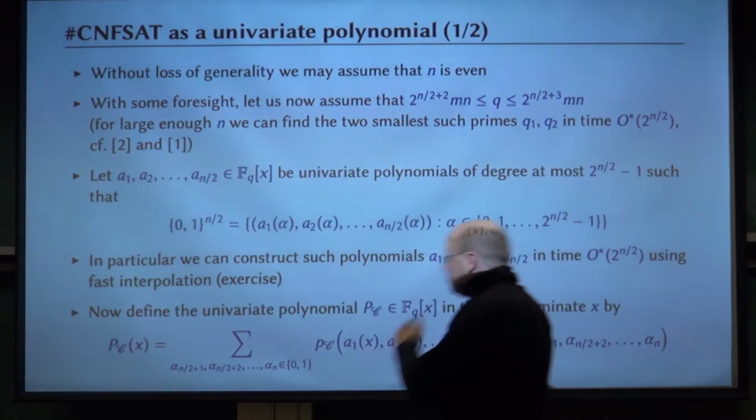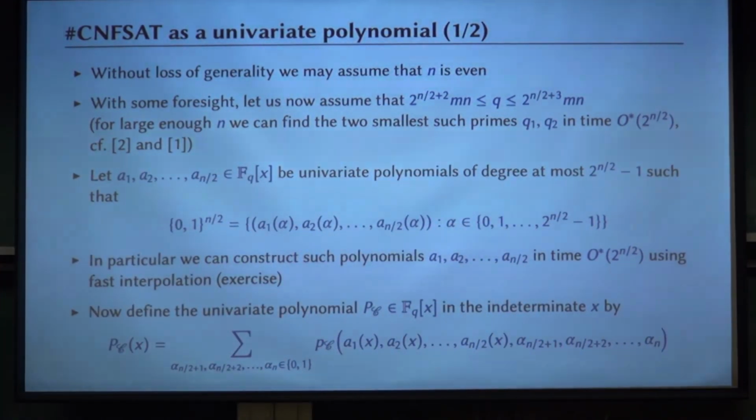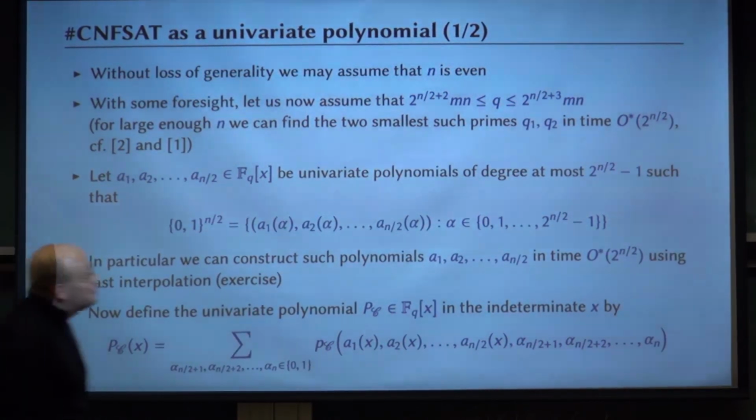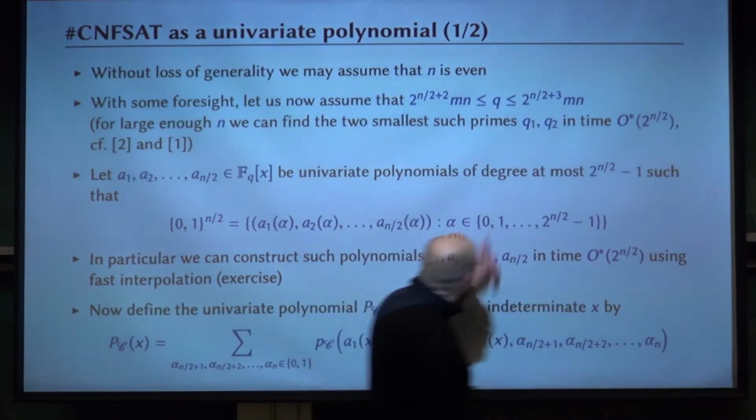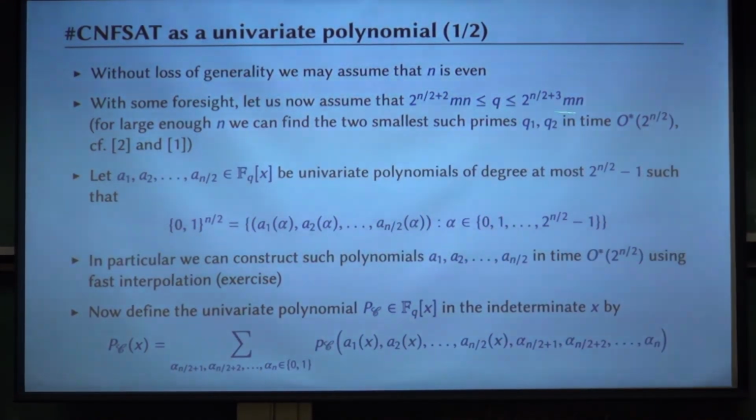Okay, again we can by standard reductions assume that n is even. n was the number of variables. And again, with a little bit of foresight, let's choose the prime q so that it's in this particular interval. m was the number of clauses and n was the number of variables. So you see there's this quantity times 2 here. By standard facts about prime numbers, we know that there are prime numbers in this interval.